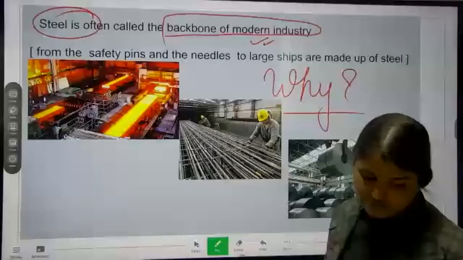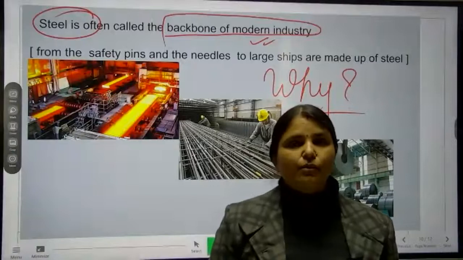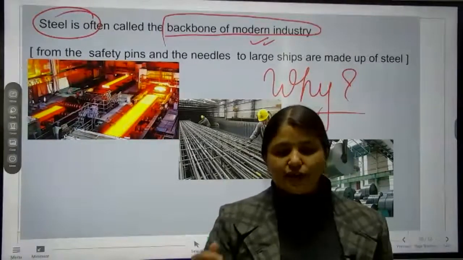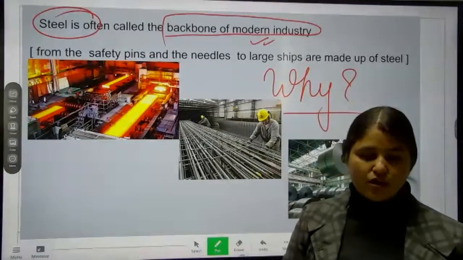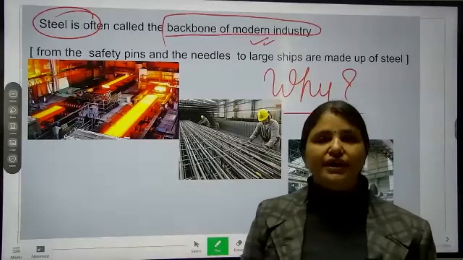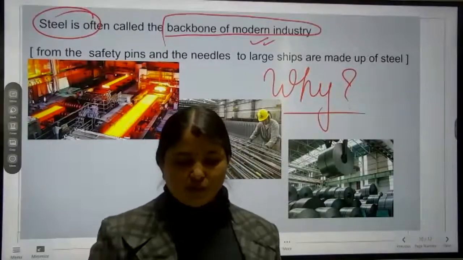If anyone will ask you, which metal is known as the backbone of modern industry, what will be your answer? Write in your chat box. Chalo. You have 30 seconds, write in your chat box. If anyone will ask which metal is known as the backbone of modern industry, what will be your answer? Very good all of you.